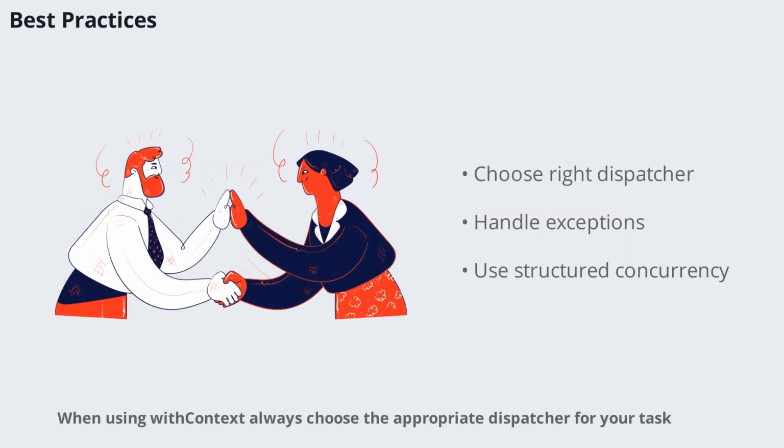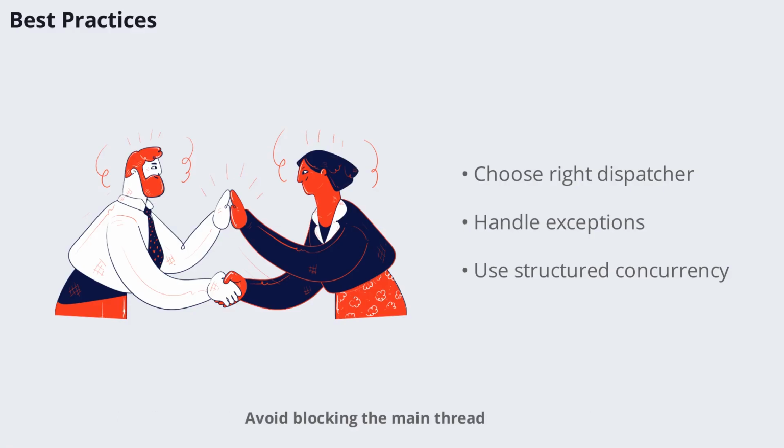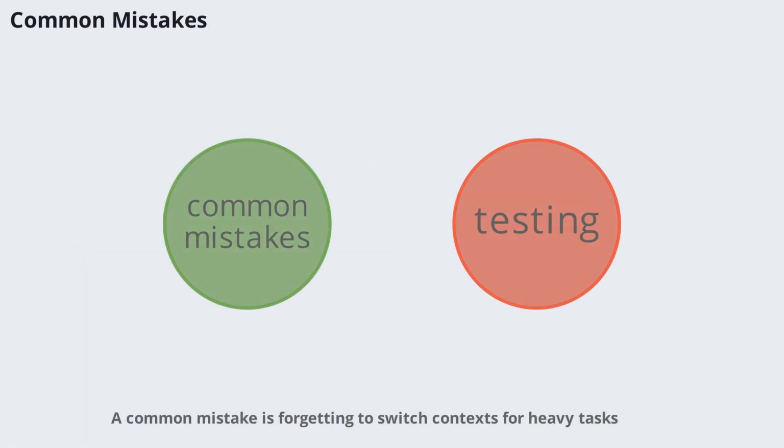When using withContext, always choose the appropriate dispatcher for your task, handle exceptions at the right level, and keep your code modular. Avoid blocking the main thread and use structured concurrency to manage your coroutines. Following these best practices will help you write efficient, maintainable Kotlin code. A common mistake is forgetting to switch contexts for heavy tasks, which can lead to UI freezes. Another is not handling exceptions properly, resulting in crashes or unresponsive apps. Always use withContext thoughtfully and test your code under different scenarios to catch potential issues early.